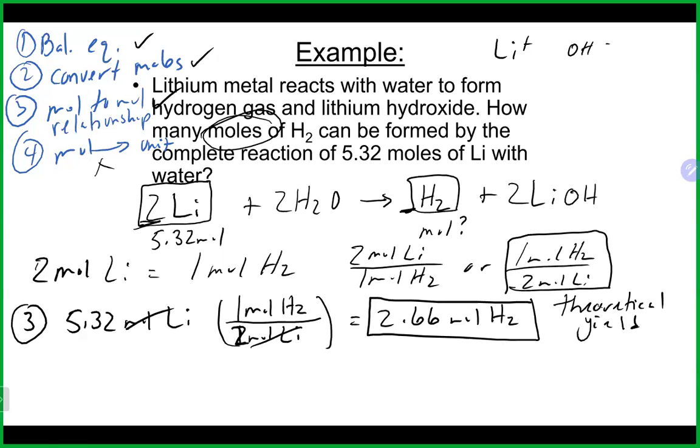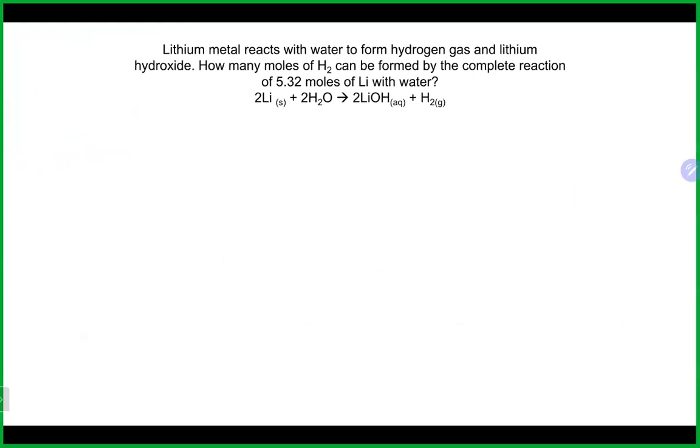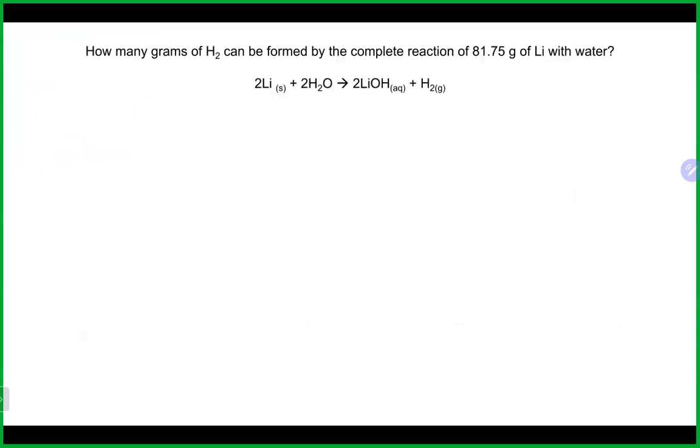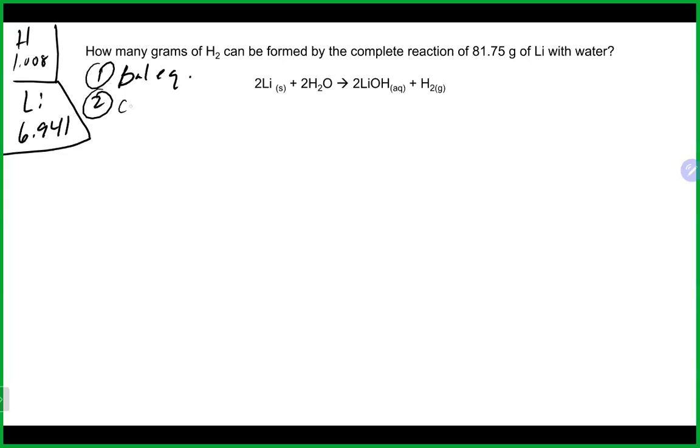All right, so let's try another one here. Let's try this one using the same equation, same reaction. We now want to know how many grams of hydrogen would we produce. Hydrogen is 1.008 and lithium is 6.941. All right, once again, follow those 4 steps. Balance the equation, convert to moles, mole to mole relationship.